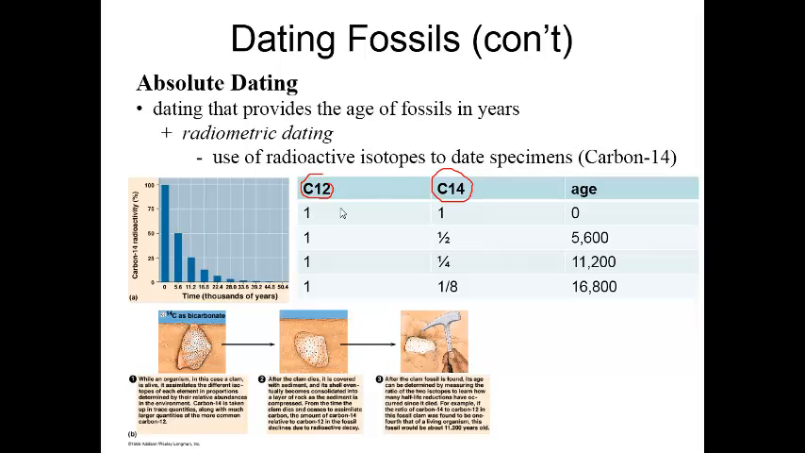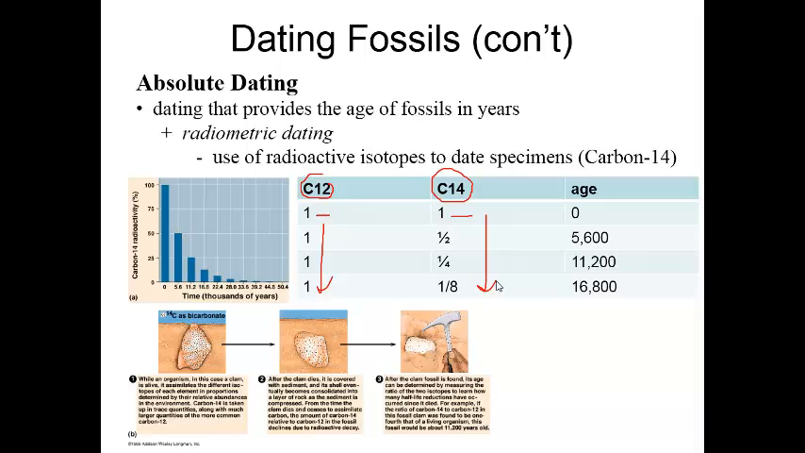You can see here that when an organism dies, there is equal amounts of carbon-12 and carbon-14 in that organism. Carbon-12 is not radioactive, it doesn't decay. So you see here that carbon-12 over time stays at a steady concentration. However, over time, the carbon-14 is going to decay. We can look at the ratio of carbon-14 to carbon-12 to give us the date of a fossil.